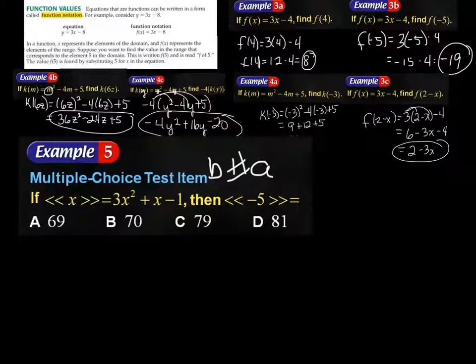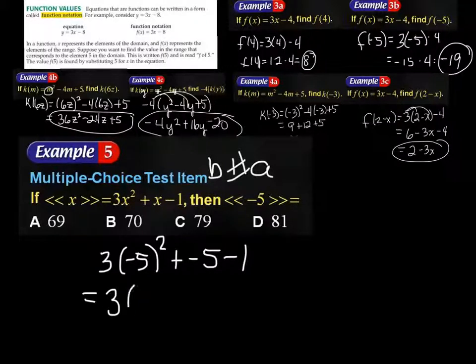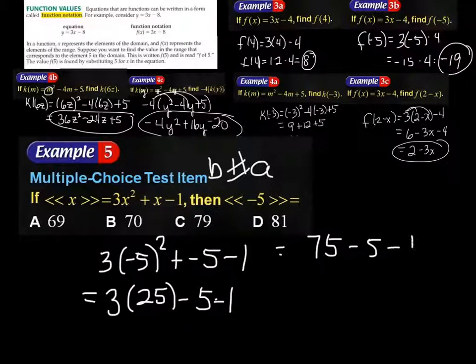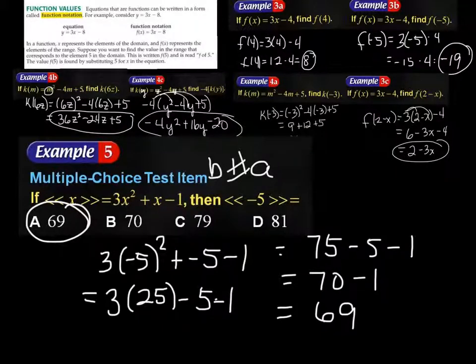So in this one, it means the same thing as f of x. Where there was an x, I'm going to replace it with negative 5. So I have 3 times negative 5 squared, plus where there was an x, I'm putting negative 5 minus 1. So all I have to do is simplify that. 3 times negative 5 times negative 5 is positive 25. 3 times 25 is 75. Minus 5 minus 1. 70 minus 1 is 69, which is choice A.